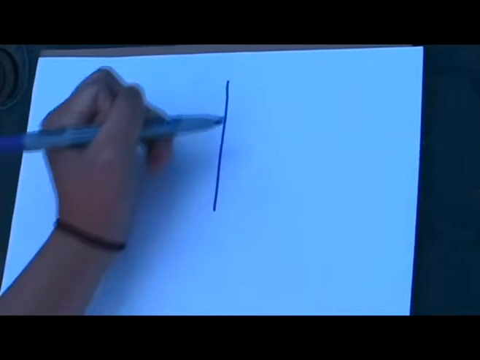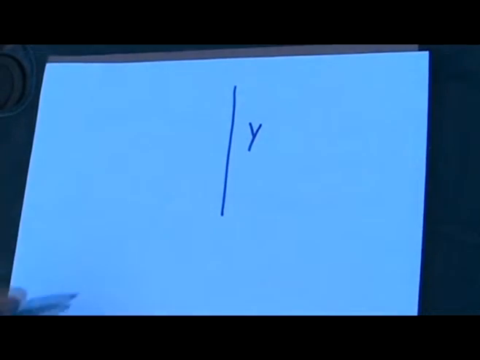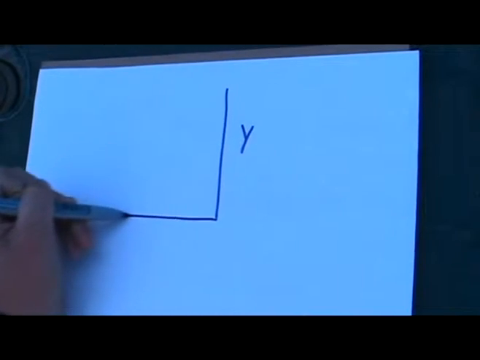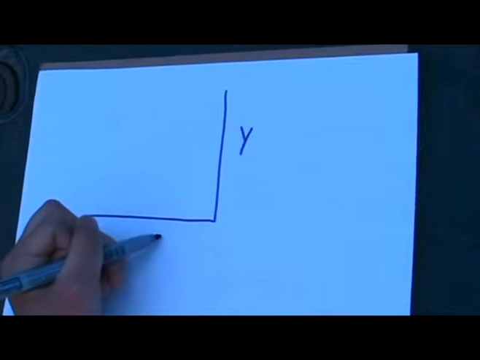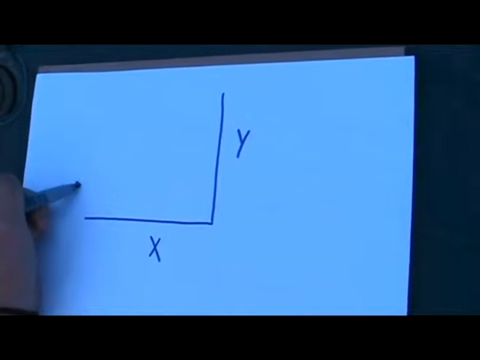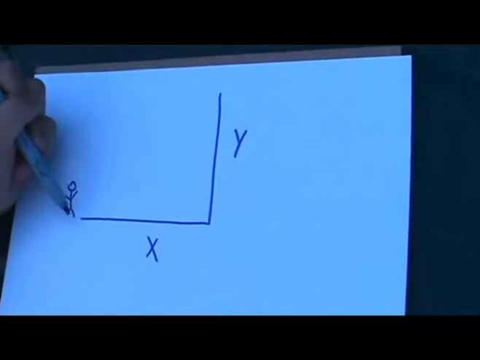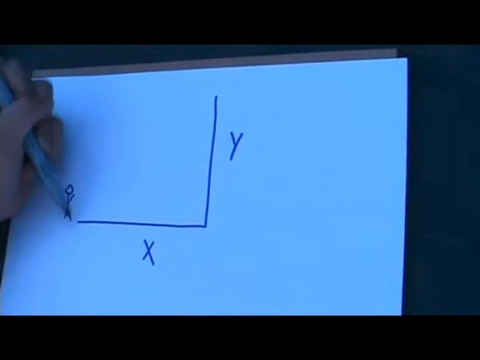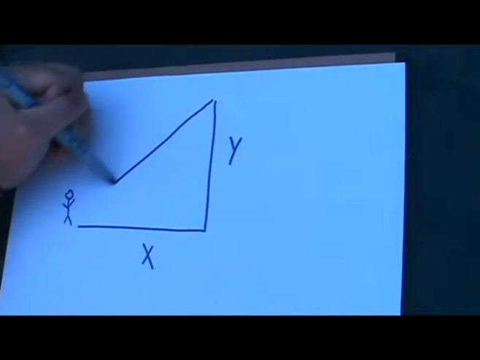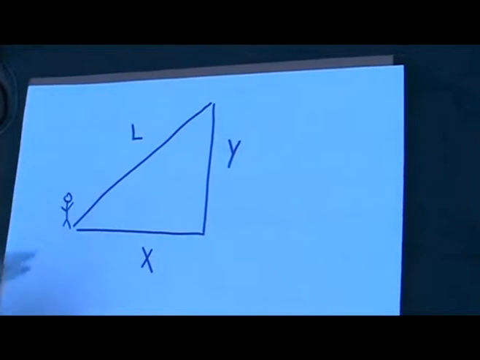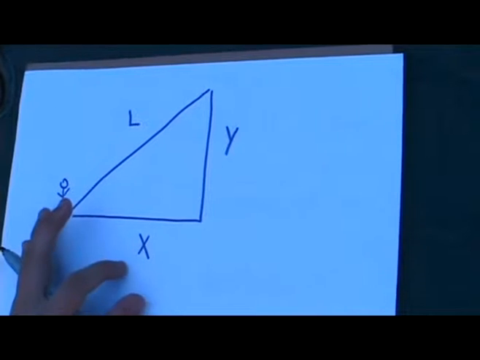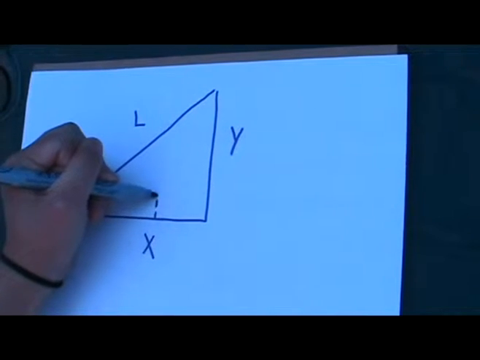So here's what our situation looks like on paper. Here is the wall, which we will call y. This is the distance from you to the wall, and we'll call that x. And here's you. And then this is the length of the ladder, from you to the wall, and we'll call that L. However, you realize there's a tree branch standing in your way, which is right here.